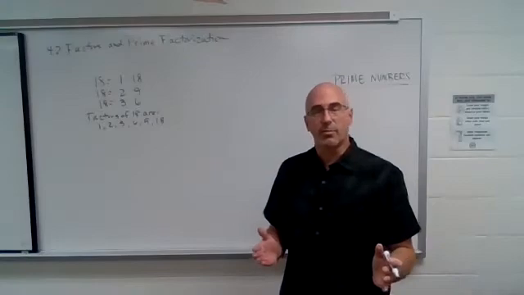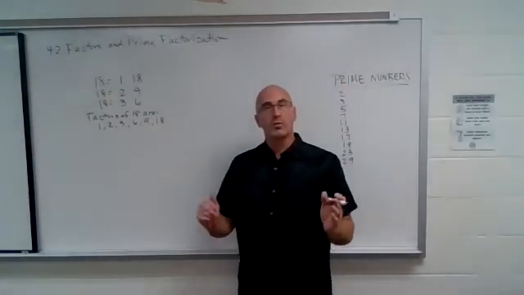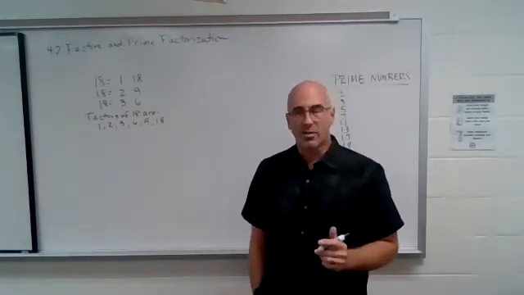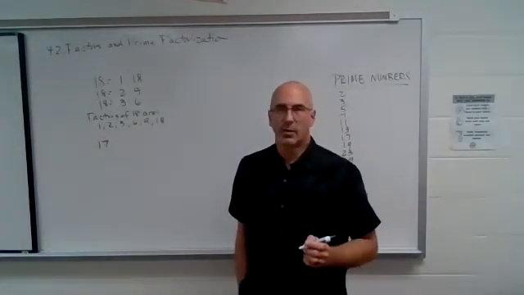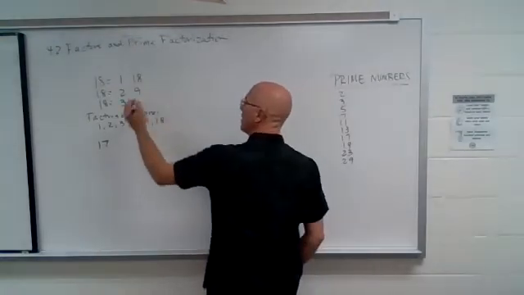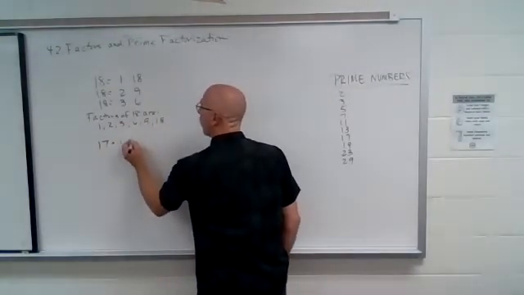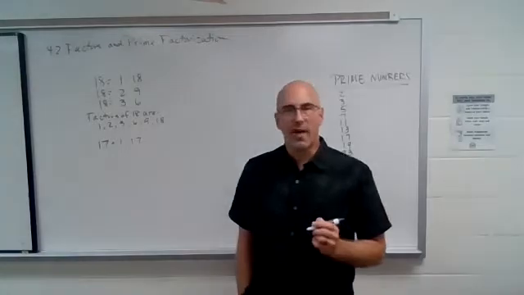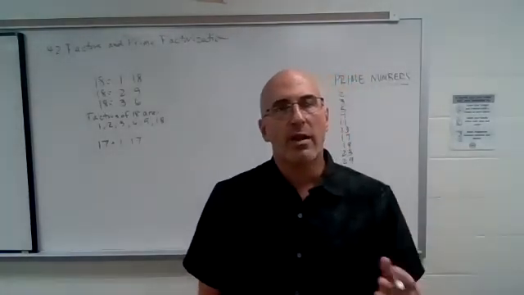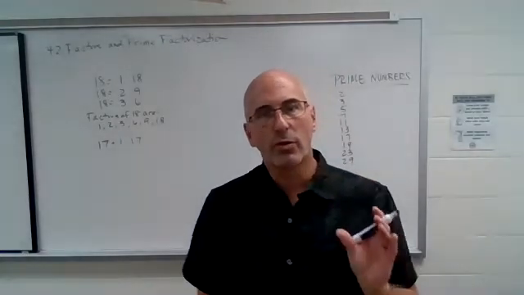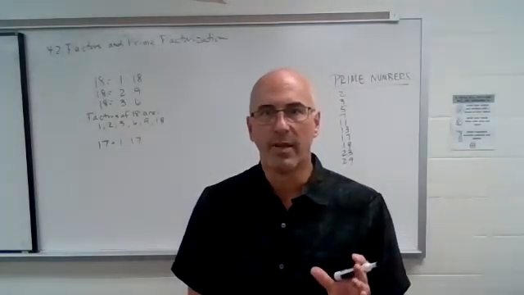Let's look at another example. Say the question was, what are all of the factors of the number 17? 1 is always a factor, so 1 and 17 are factors. Are there any other ways we can multiply two whole numbers together to get 17?